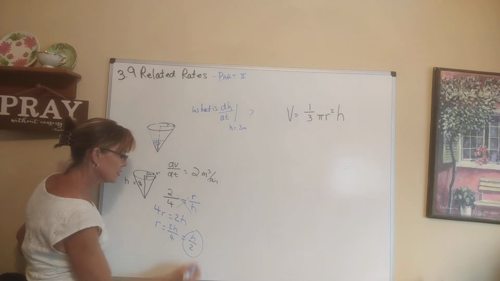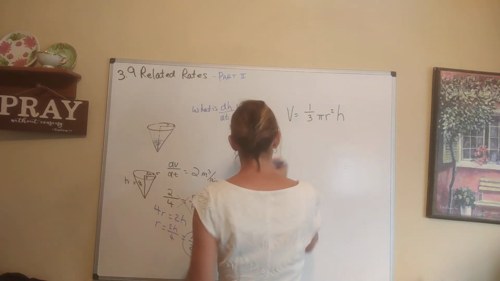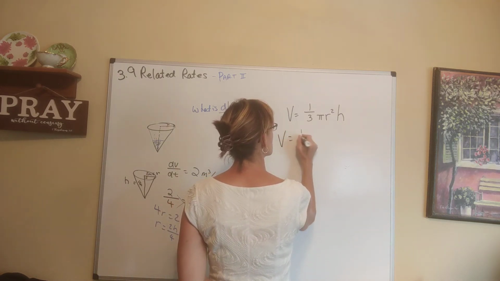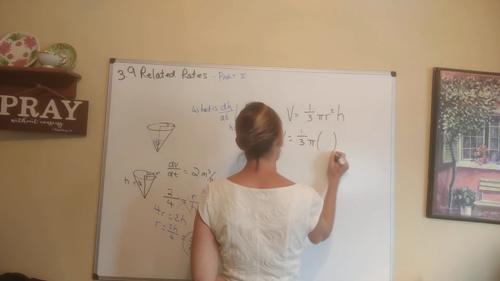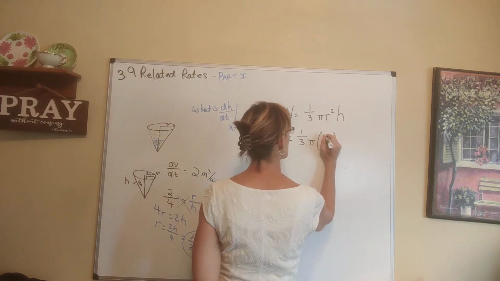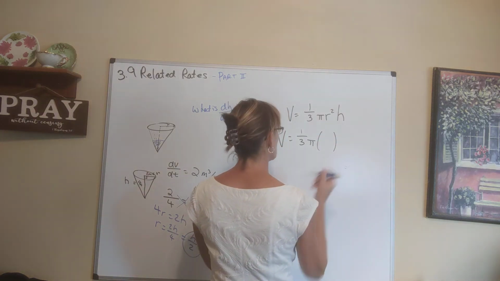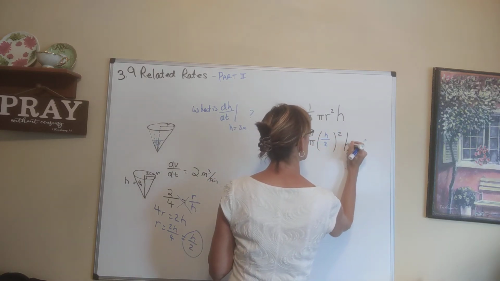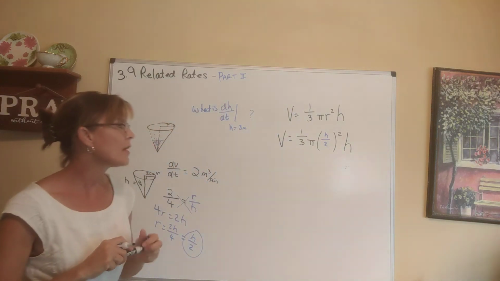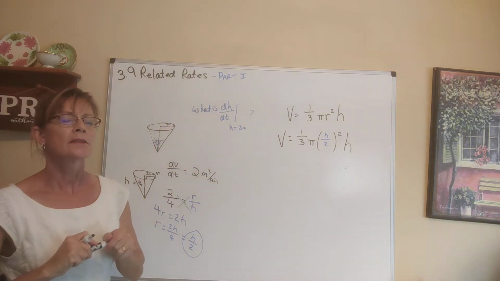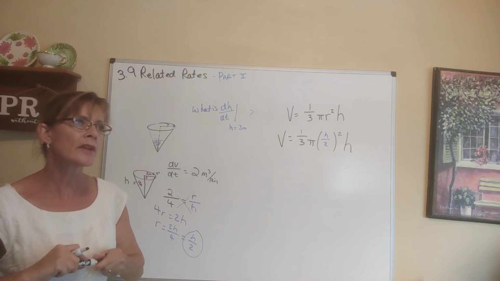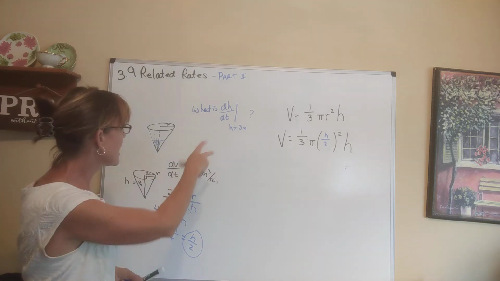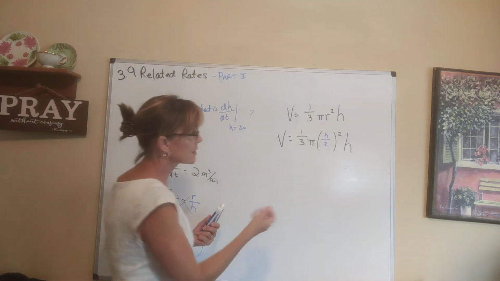What I'm going to do is substitute this in for R. So V, I haven't taken a derivative yet. I'm just rewriting my problem. R, I'm going to replace it with H over 2, H over 2 squared times H. So why did that help? Because now I just have 2 variables I have to fool with. And so when I take the derivative, I'll have 2 derivatives, dH/dt and dV/dt, and I can handle that because they gave me some of that information. So this is a good way to go.